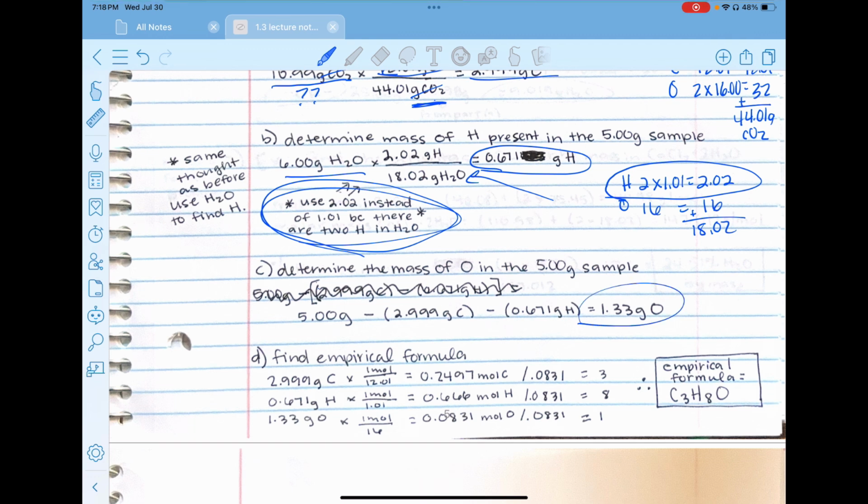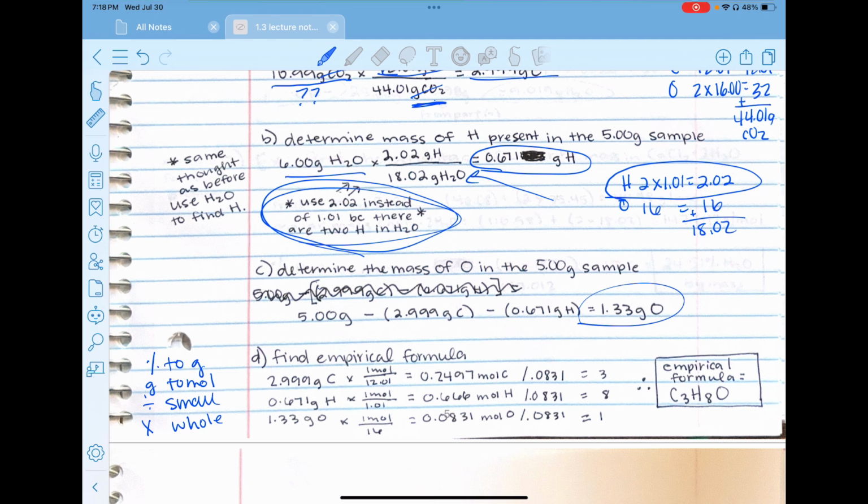Done with part C. Part D, we're told to find the empirical formula now. Okay, that's our 4-step thing. So I want to remind you, it's percent to mass, grams or mass, and then we're going to do mass to moles, divide by smallest, and then multiply till whole.